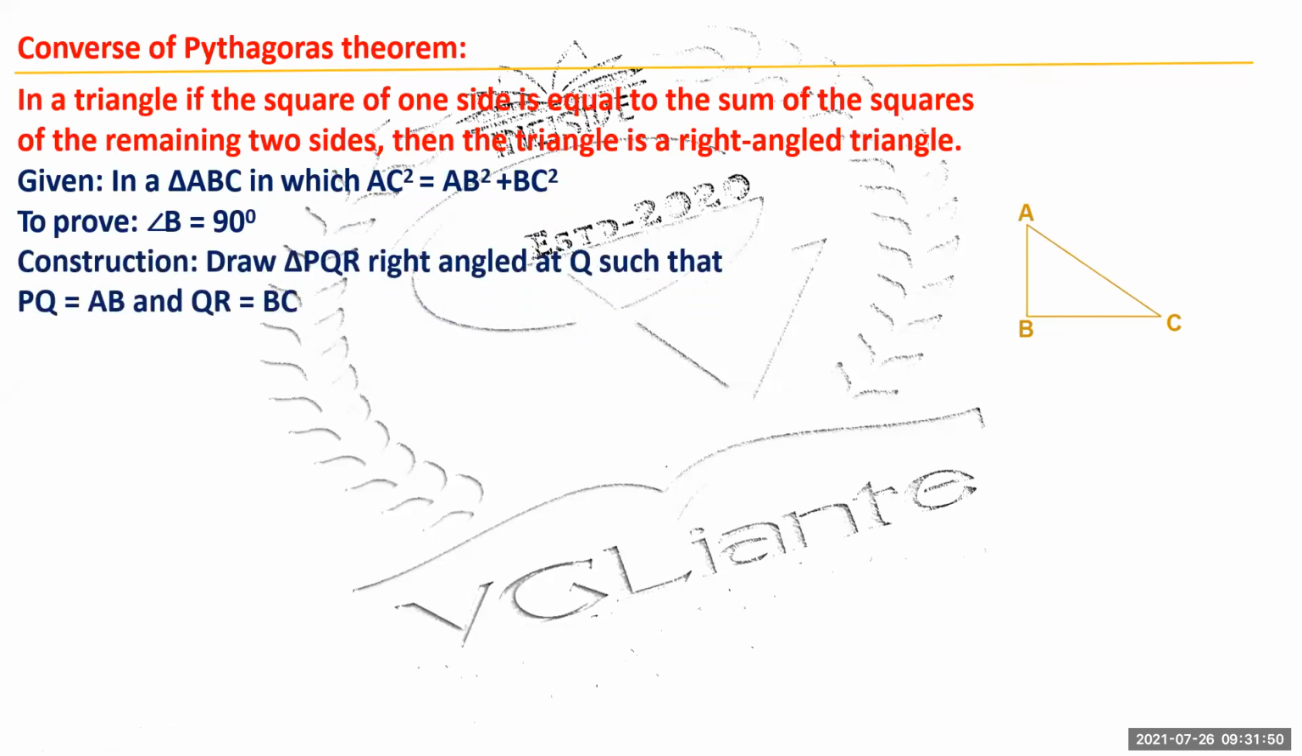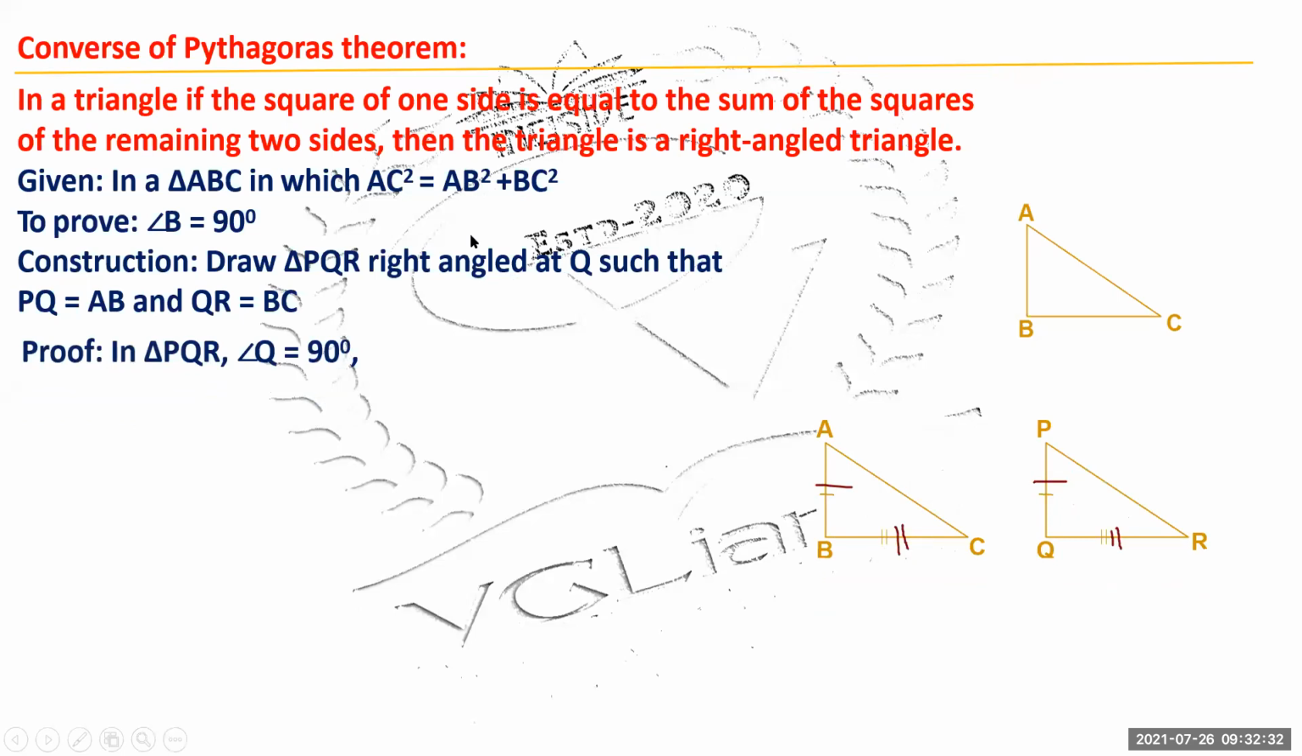Construction: draw triangle PQR right angled at Q such that PQ equals AB and QR equals BC. Understand? Check. You're going to draw triangle PQR, right angled at Q, such that PQ equals AB. If you look in this figure, PQ is equal to AB and QR is equal to BC. Understood?